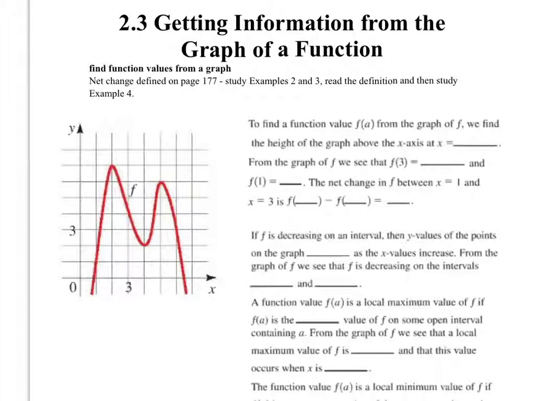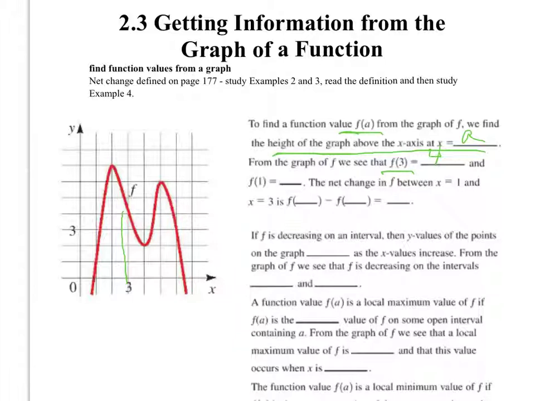In this section, we are just getting information from the graph of a function. So if you're given the graph, you should be able to read it. The function value of f, that's f of a, is the height of the graph above the x-axis at x equals a. So if you want to see from the graph, f of 3 is the height of the graph at x equals 3. So how high is that? That's 4.